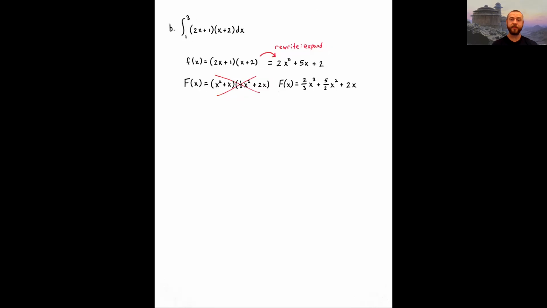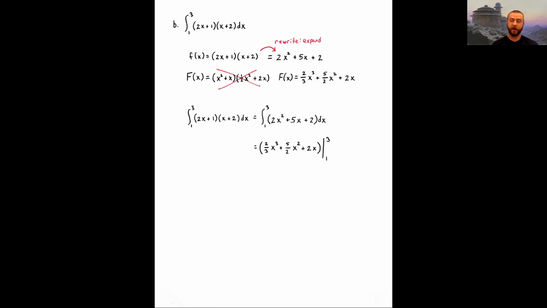Now it's a sum of powers of x. All right, and if you do that, apply the power rule. We're going to apply that to each term. You should get as your antiderivative 2/3 x cubed plus 5/2 x squared plus 2x. That's most of the work for the question, at least calculus level. And all we have to do to that antiderivative is plug in x equals 3 and then subtract once we plug in x equals 1.